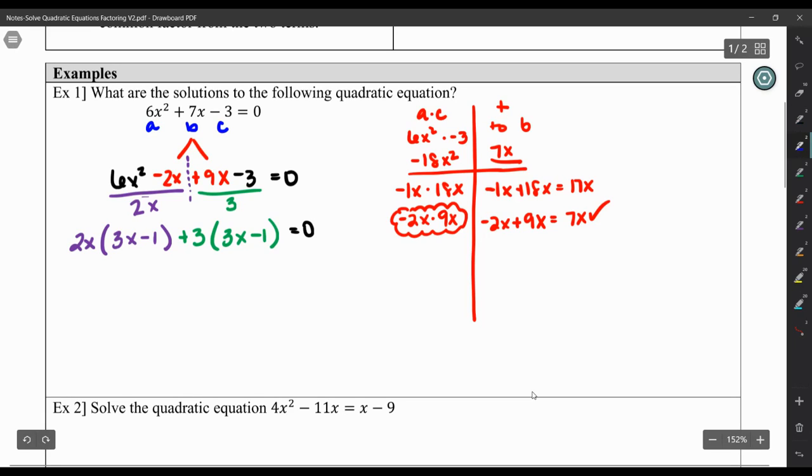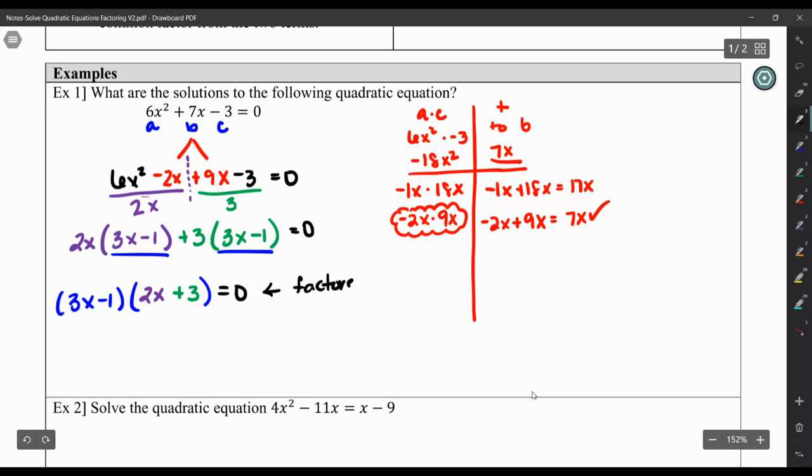Now we're going to look at this as a whole piece. So 2x times 3x minus 1 plus 3 times 3x minus 1. And I see that these are both the same factor. So just like before, I can take that 3x minus 1, pull it to the outside, and then what we have left over is we have a 2x from the front, and then we have plus 3 from the back. And then everything still equals 0. So this right here is factored form. We're not solved yet, we're almost there.